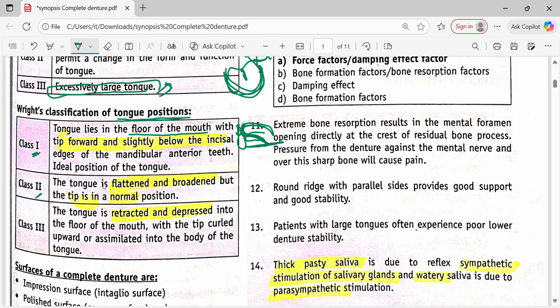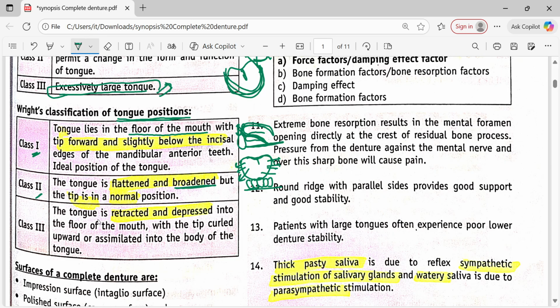Class 2 is when the tongue is flattened and broadened, but the tip is in the normal position. So suppose you see from the front, the tongue is broadened. The tip position is almost inferior to the incisal edge of the mandibular anterior, but the size is broadened. Here the size was normal.